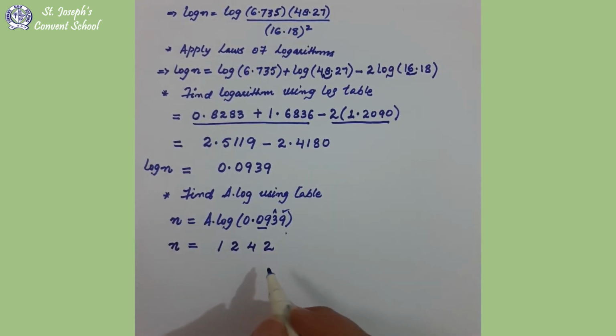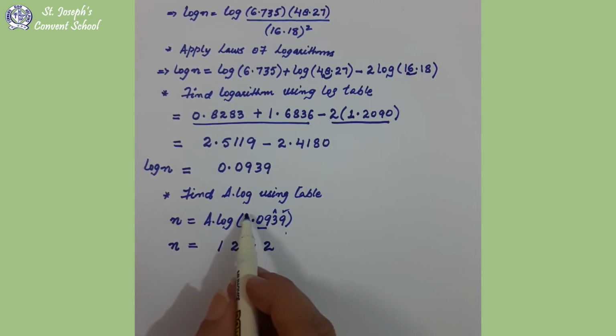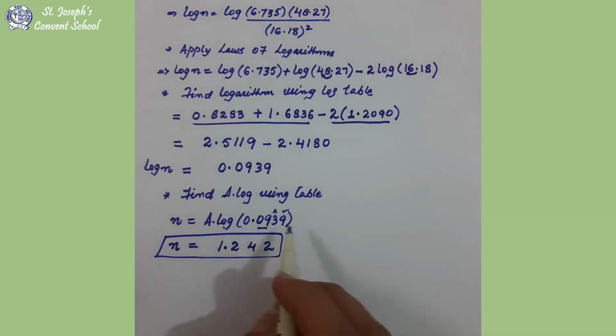Now how to find the place of the decimal? We always add 1 to the characteristic. So the characteristic is 0, 0 plus 1 is 1. 1 means count one digit and then put the decimal after the first digit. So this is the answer.